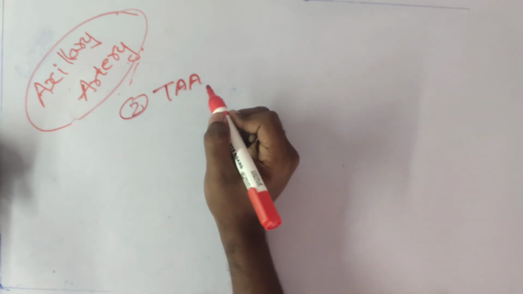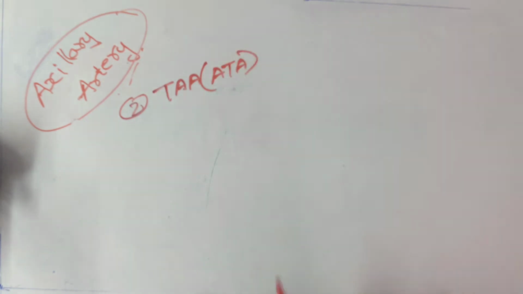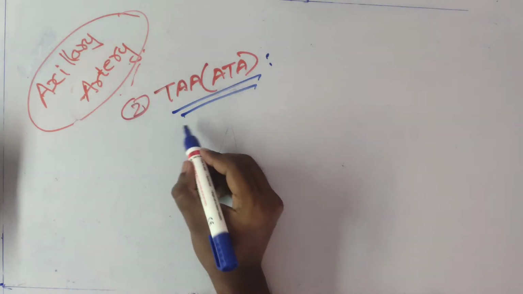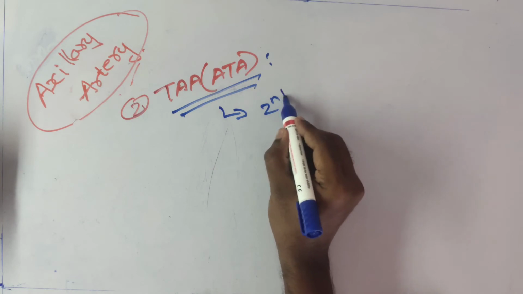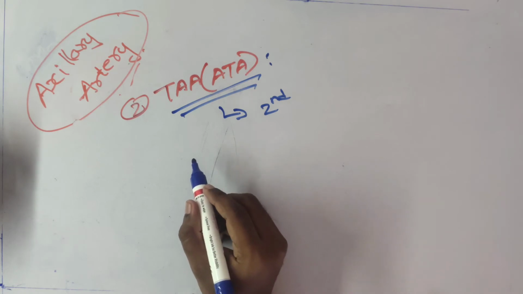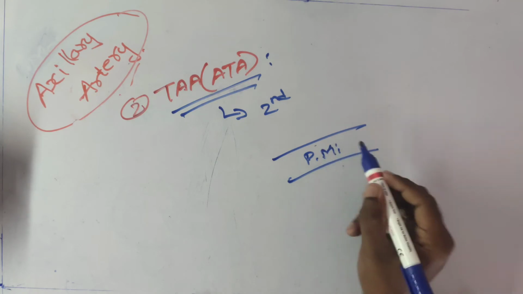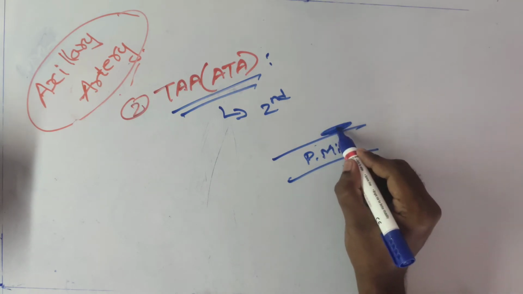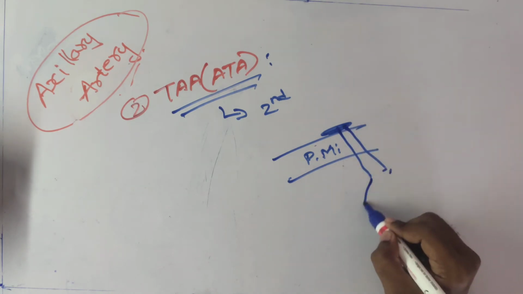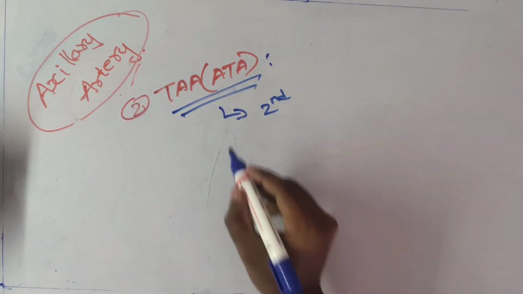thoracoacromial artery, also called the acromiothoracic artery. Now it is the branch of the second part. Next, it emerges from the upper border of pectoralis minor. This is the pectoralis minor and it comes from the upper border, and it is subdivided into 4 parts.